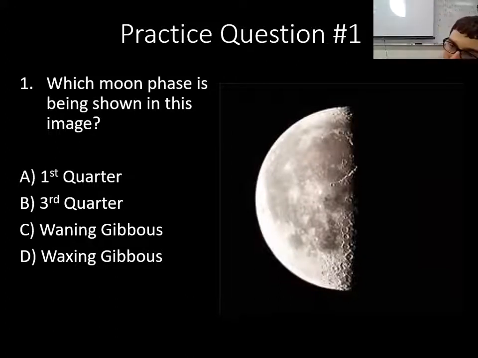Number 1, here we see a picture. It's a half moon. It's shaded on the right and light on the left. Is this an A, first quarter moon, B, third quarter moon, C, waning gibbous, or D, waxing gibbous? What is the right answer? Again, for participation credit, please answer in the chat.